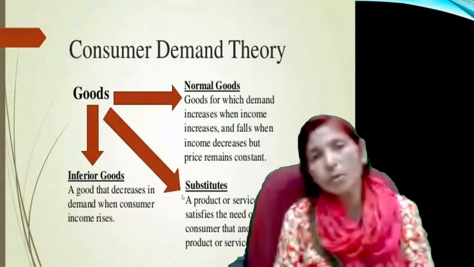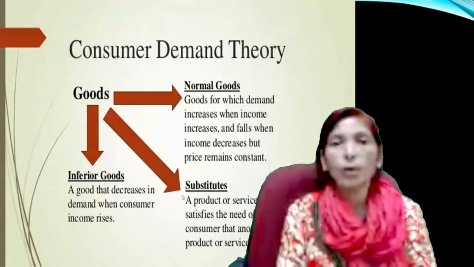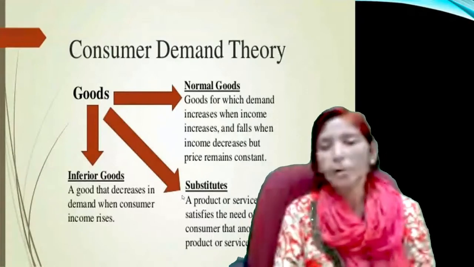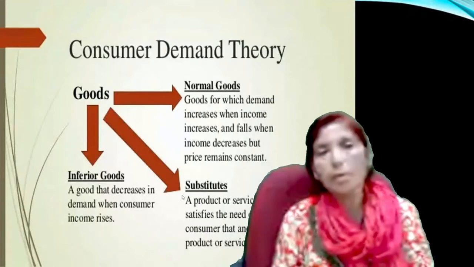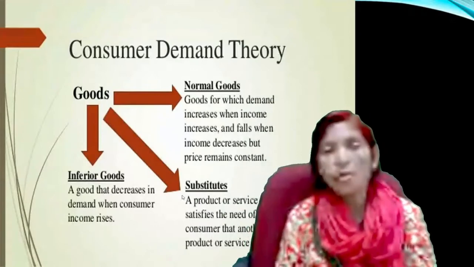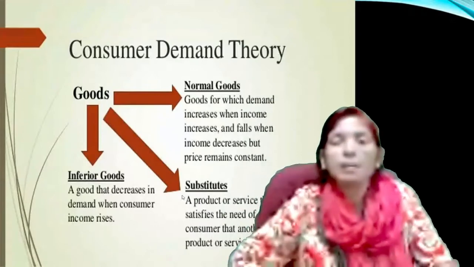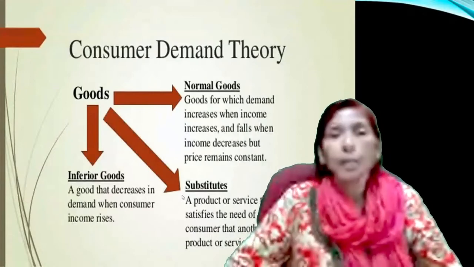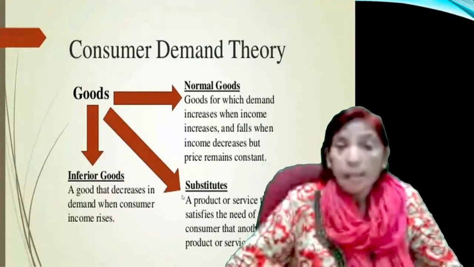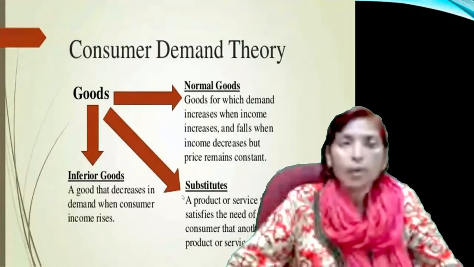And normal goods are those goods which are known as normal products whose demand increases as income increases and demand falls as income falls. There is a positive relationship between income and demand. And substitute goods are those goods whose demand is related with the price of the substitutable product.